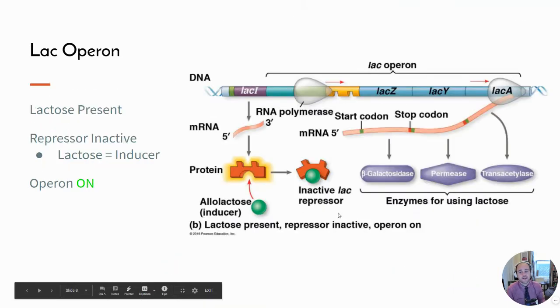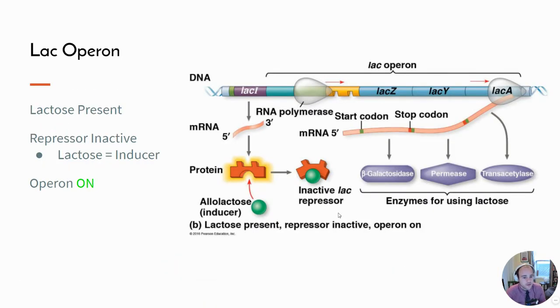Now, eventually, all that lactose will get broken down, and there'll be no lactose to bind to the repressor protein. And at that time, when all the lactose has been used up, these repressor proteins will rebind to our operon and shut it off, so we won't make the enzymes we need for lactose anymore.